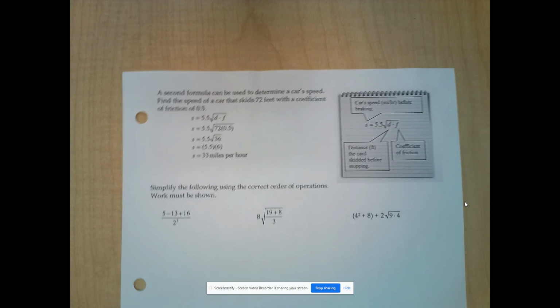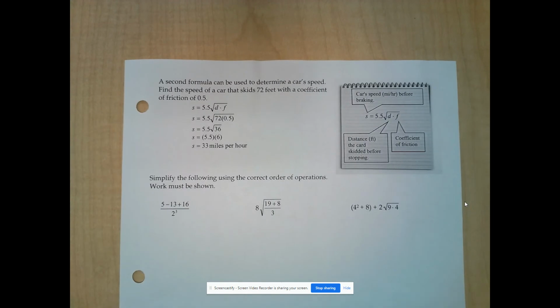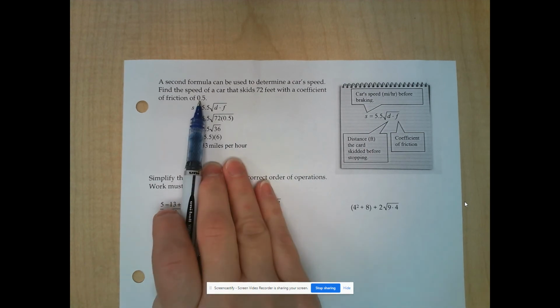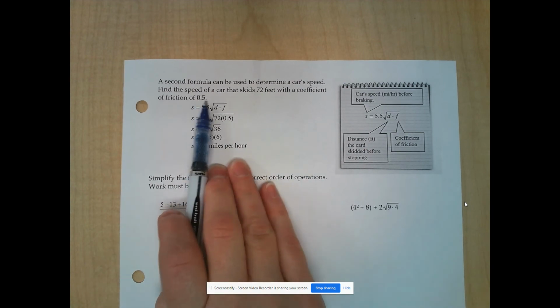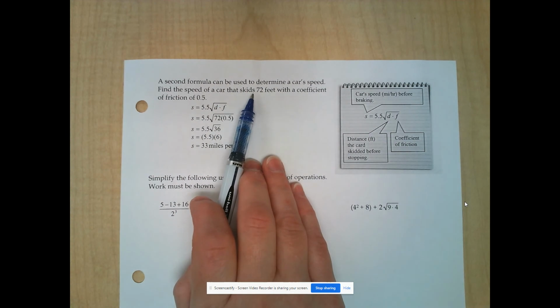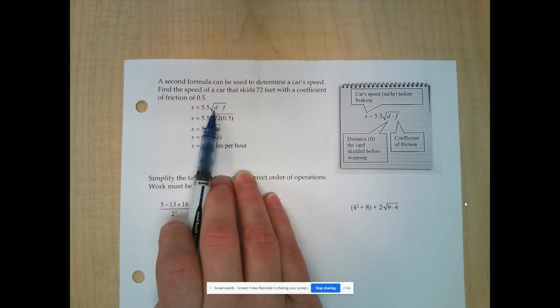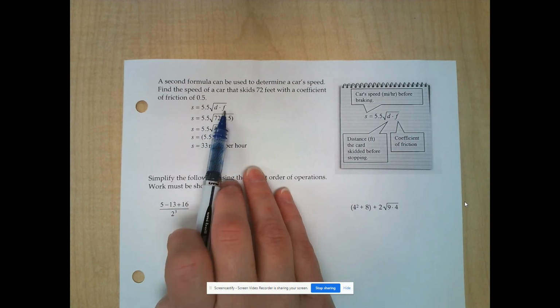So if we flip this over, what we'll do is we'll take a look at the second formula. A second formula can be used to determine a car's speed. Find the speed of a car that skids 72 feet with a coefficient of friction of 0.5. So once a car accident has happened, the police officers have determined a coefficient of friction, and we know how far the car skids because we can look at the evidence on the scene. We can substitute D, this particular car skid 72 feet, coefficient of friction at this particular location is 0.5.